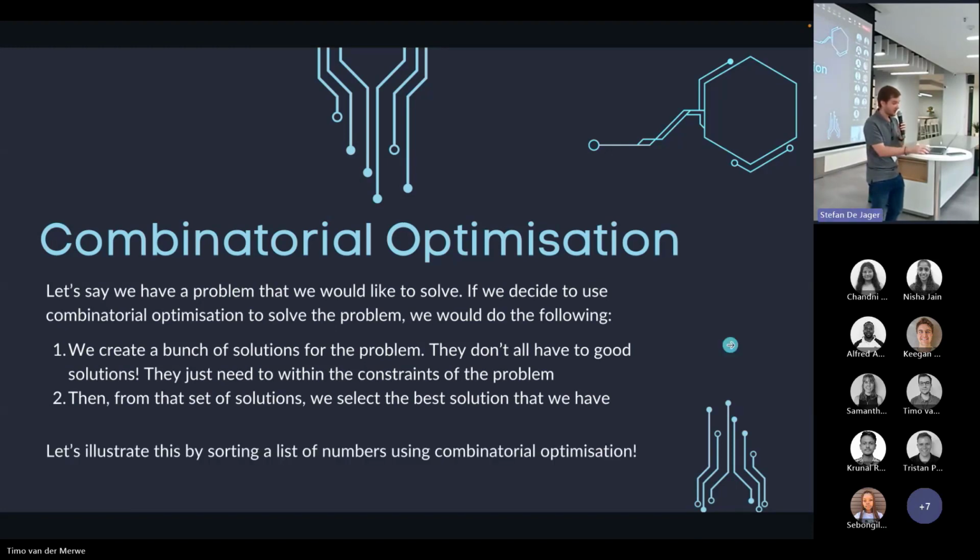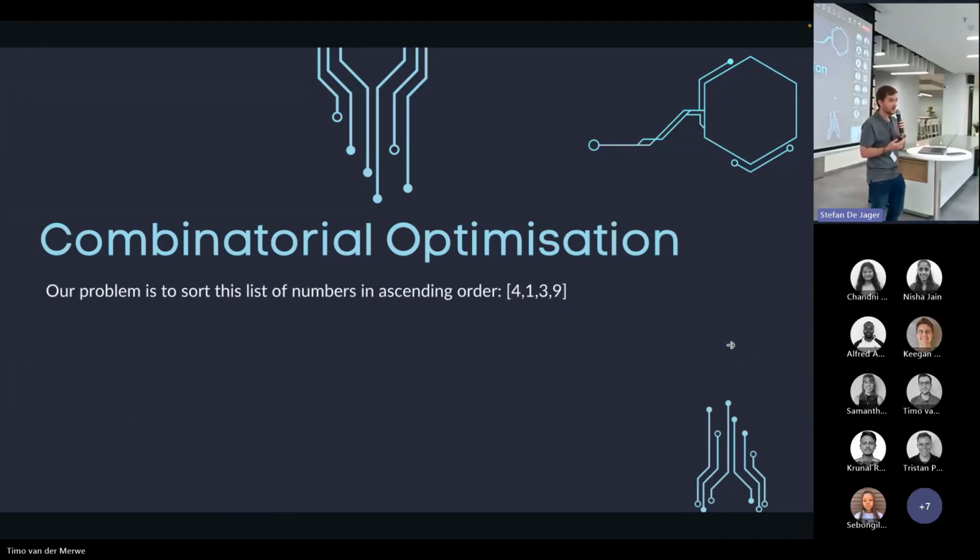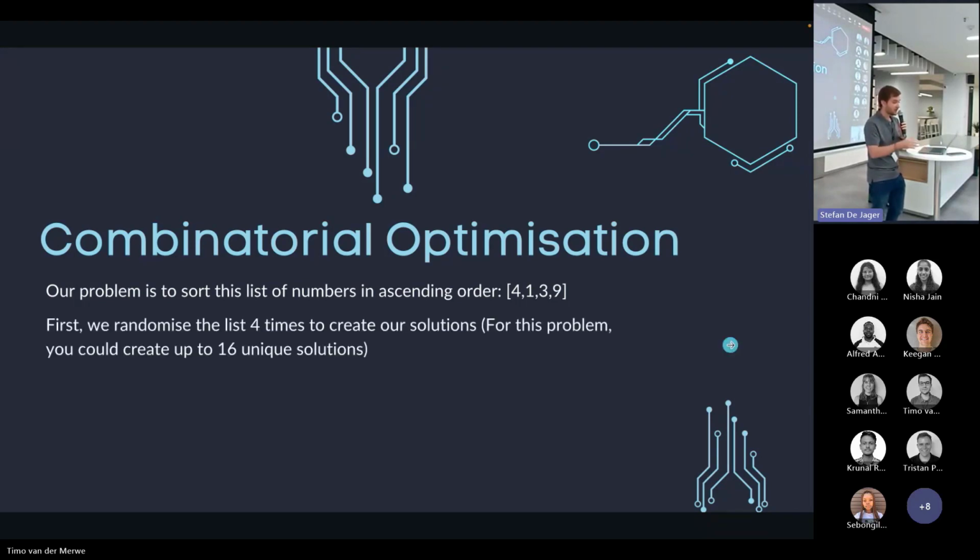So to illustrate this, let's sort a list of numbers using combinatorial optimization. The problem that we're trying to solve is to sort this list of numbers in ascending order: 4, 1, 3, 9. We're going to randomize this list to create our solutions. We're going to randomize the list 4 times to create 4 solutions. You could create 16 solutions if you wanted to, but for this example, I'm only going to be creating 4 just to keep it a bit more compact.